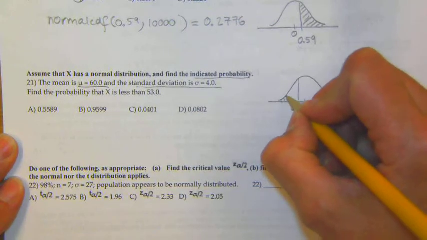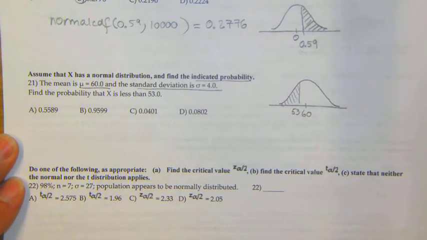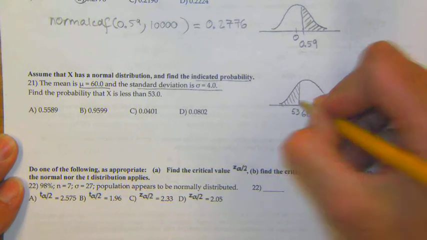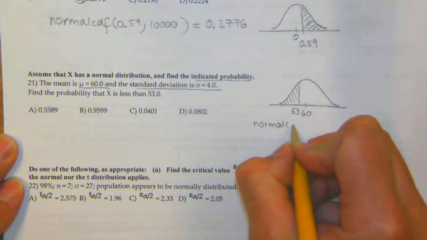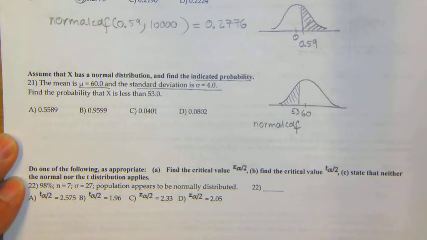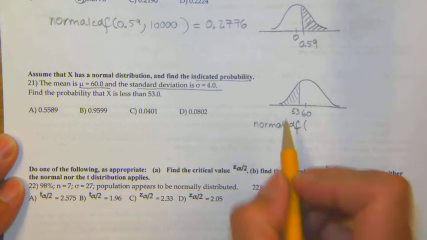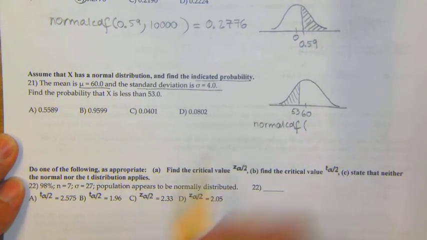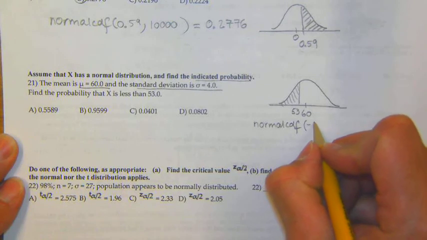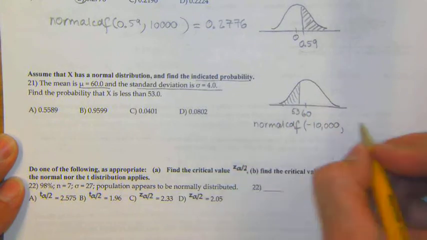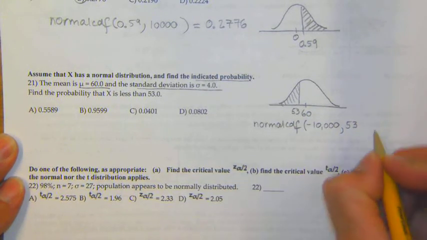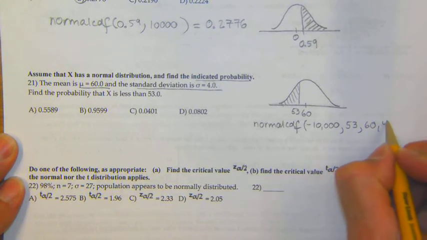So we're looking for the area to the left. Whenever we're trying to find area, we're using the normal CDF. We could convert our x values to z-scores and then use those z-scores, but in our example we're just going to use the x values. Our area starts to the left, so we're going to start with a very negative value like negative 10,000. We're going to go up to 53 and then enter in our mean and our standard deviation, which is 4.